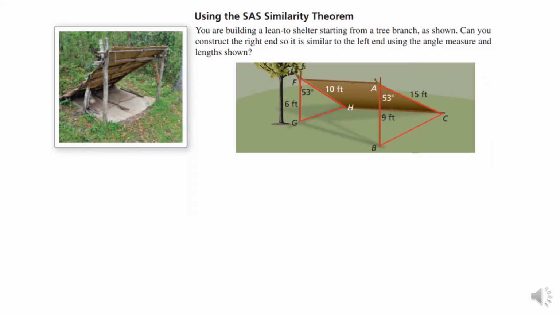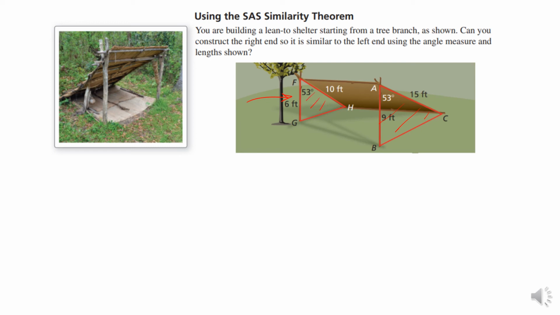Okay, so they want you to use this side-angle-side similarity theorem to solve this issue. You're building a lean-to shelter starting from a tree branch right there. You construct the right end, that's this side over here, so that it is similar to the left end using the angle measure and length shown. So they've given you all the measures. They want to know if these two triangles are similar.